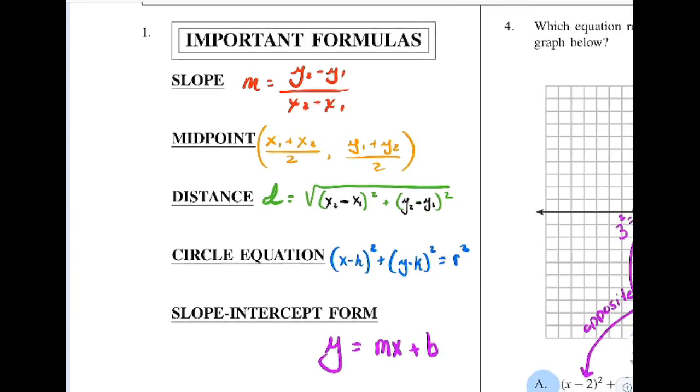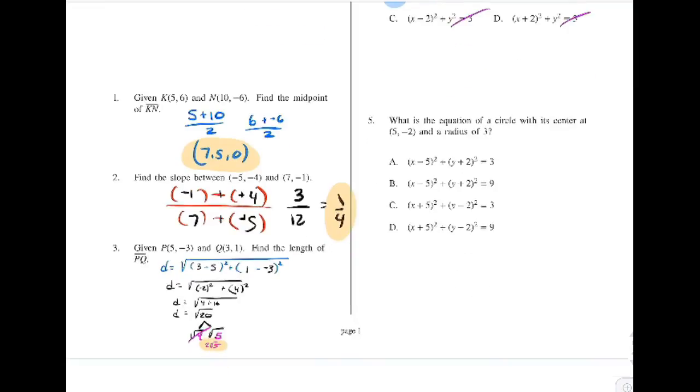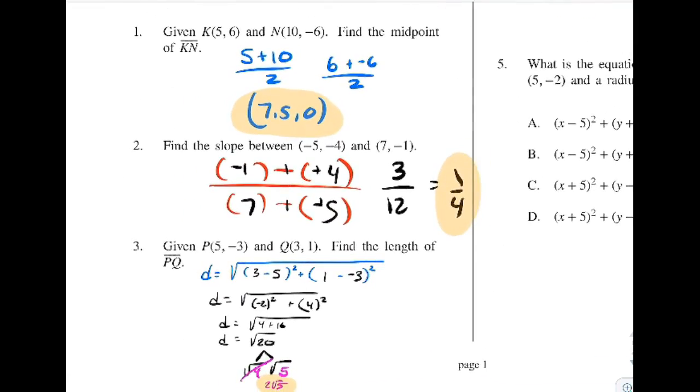Just a recap of the formulas in case you came in late, missed them, or needed one. There they are: slope, midpoint, distance, circle equation in standard form, and what we call y equals mx plus b, which is slope-intercept form. Then I think all the classes got to go over these today, 1, 2, and 3.